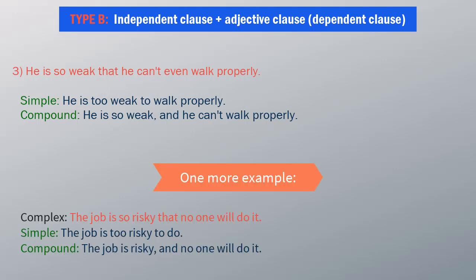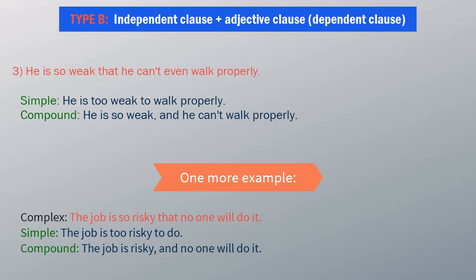The job is so risky that no one will do it. The job is too risky to do. Do is the verb in the dependent clause. Compound: the job is risky and no one will do it. So that's case number two where the dependent clause works as an adjective.